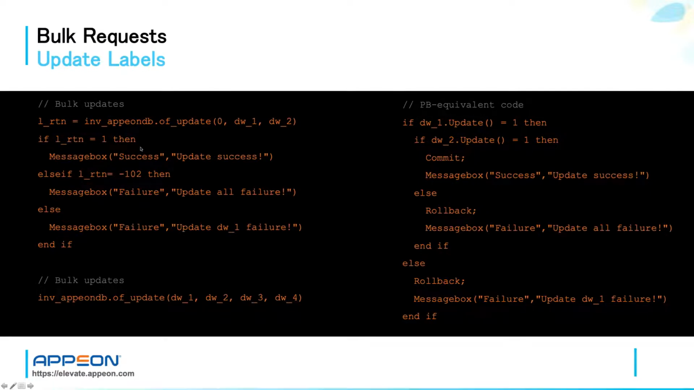But in PowerServer, you can leverage the update labels to specify to send the 2, 3, or 4 data store or data window objects' content, and then have them updated on the server side, and you can get back the result, the return code, which is -101, -102, -103, or -104 if the unsuccessful update happens on the first, second, third, or maximum 4th data window or data store.